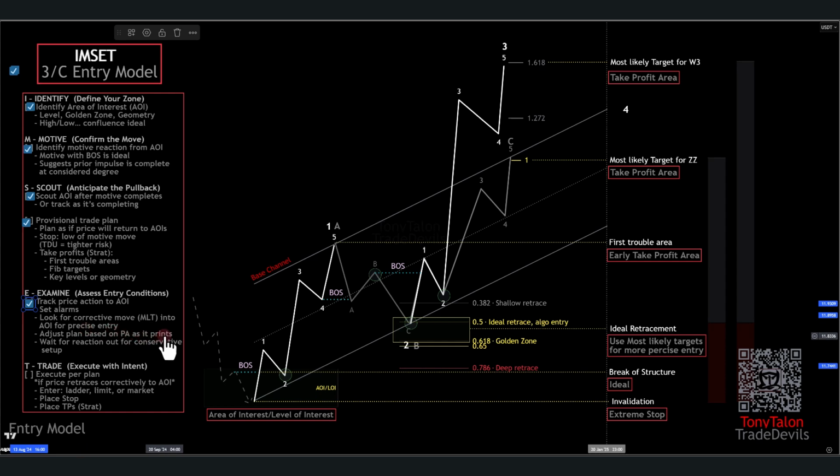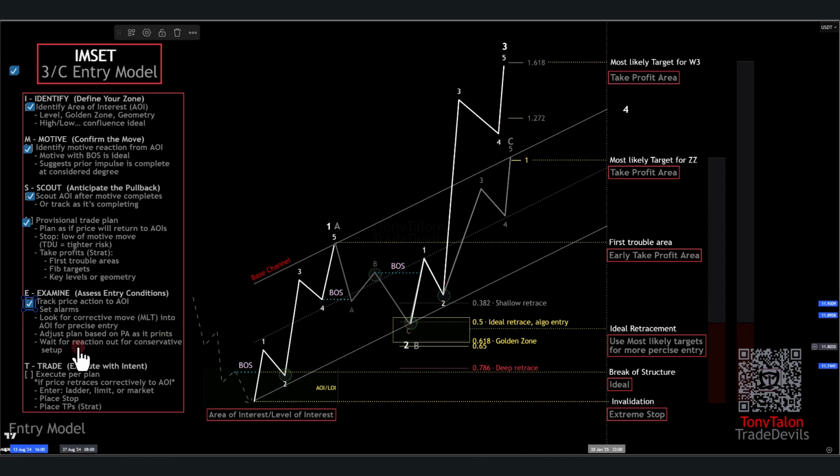You can adjust the plan as the PA prints. So again, you already have your plan together. If PA starts coming in as a double zigzag, you're going to have to readjust your plan. If it comes in as a flat or a triangle, you're probably going to have to readjust your plan depending on how you set it up or what you think is going to follow.